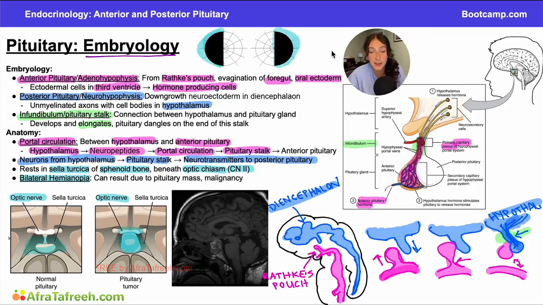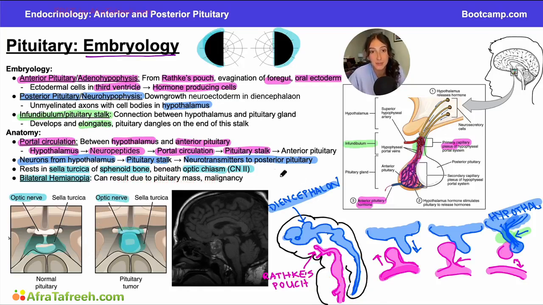So if you ever see on a board style question a description of a patient who has lost both of the outer fields of their peripheral vision, that is a very classic presentation for bilateral hemianopia, and you should immediately be thinking, is there something going on with their pituitary? Is there a mass that is squishing our optic chiasm? And that's why we have this very specific visual deficit. Okay, so let's quickly recap.